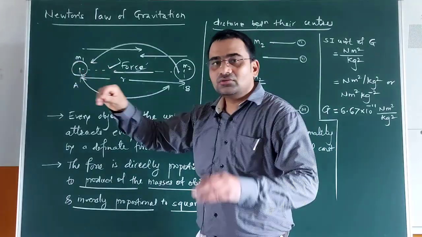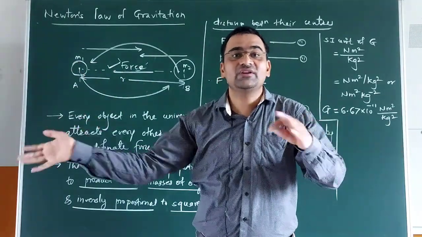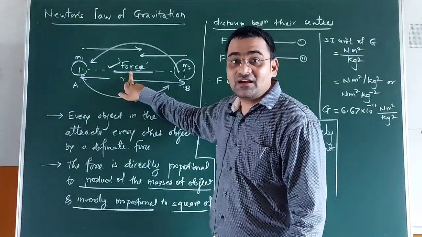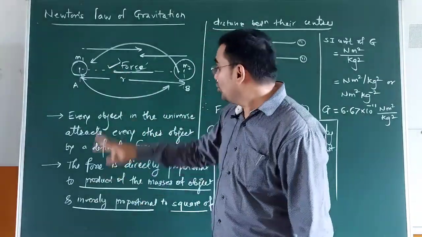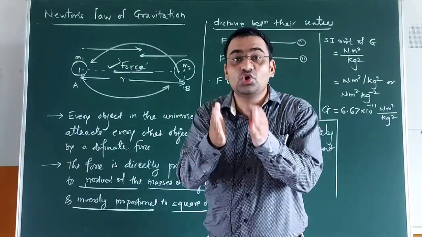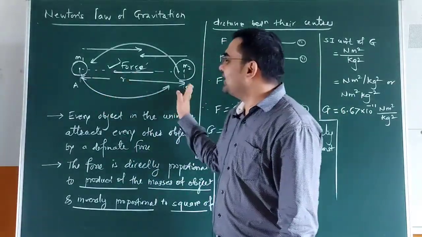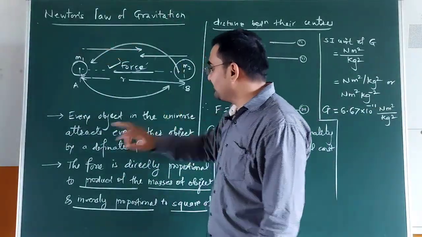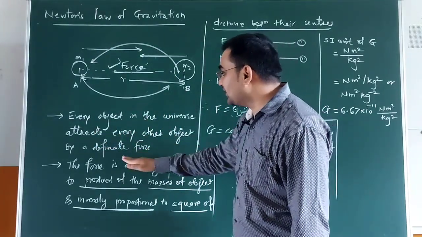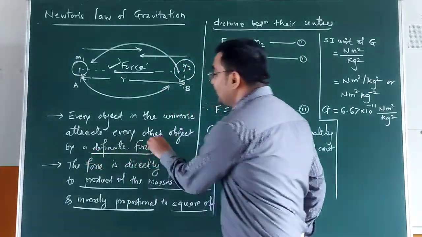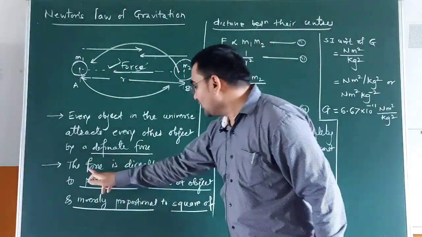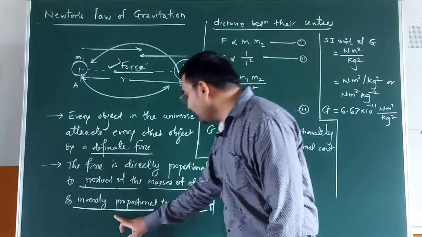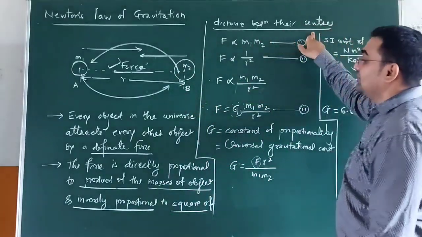According to Newton, two objects anywhere in the universe will attract each other. When they attract, they exert force. The force exerted depends on two factors. The first factor is their mass, and the second is the distance between their centers. The more the mass, the more the force; the more the distance, the less the force. Then he wants to say the same thing: every object in the universe attracts every other object by a definite force. Force is always definite. If these factors are not changed, then the force will be definite. The force is directly proportional to the product of the masses of the objects, and inversely proportional to the square of the distance between their centers.